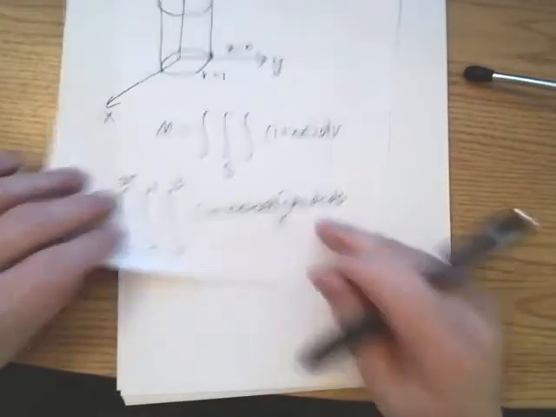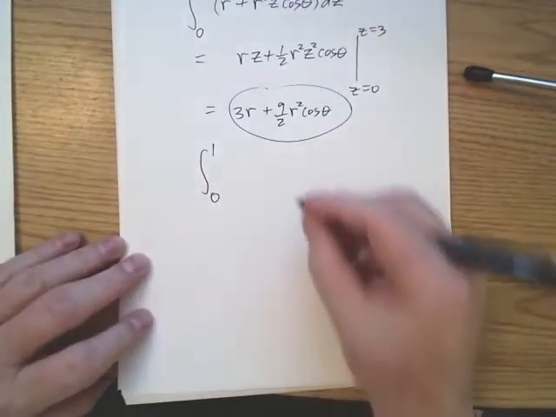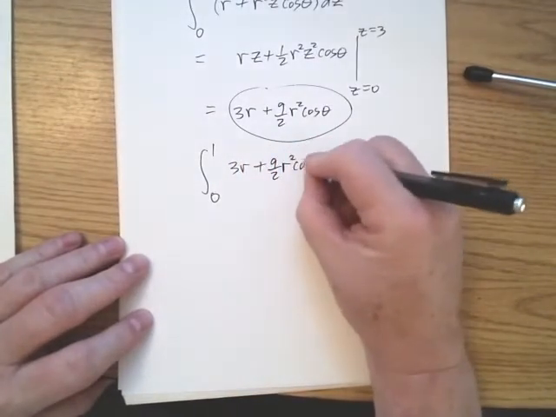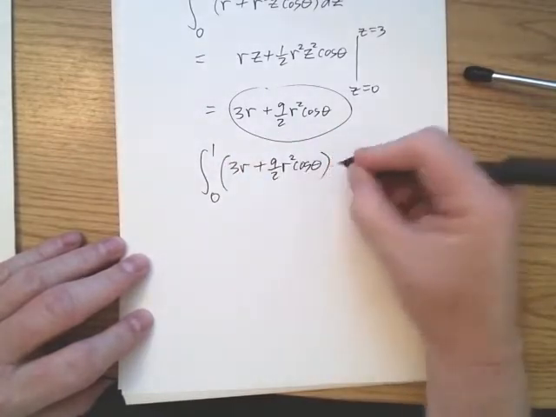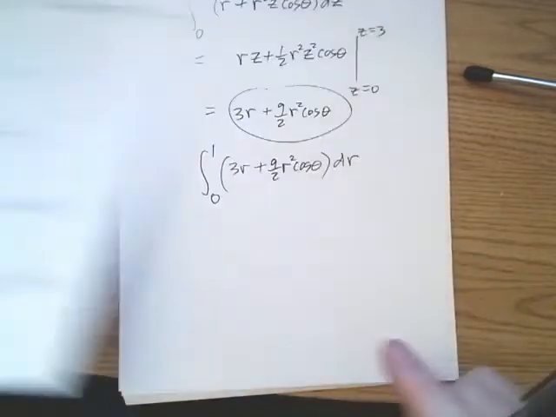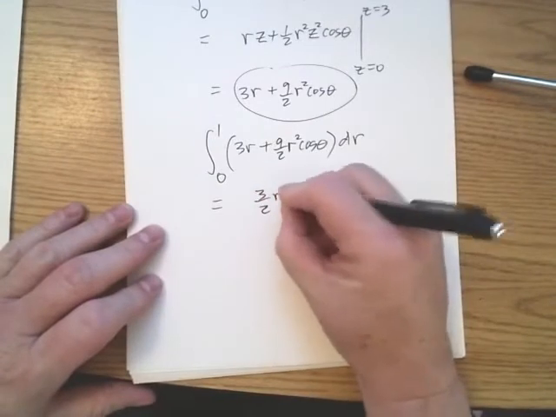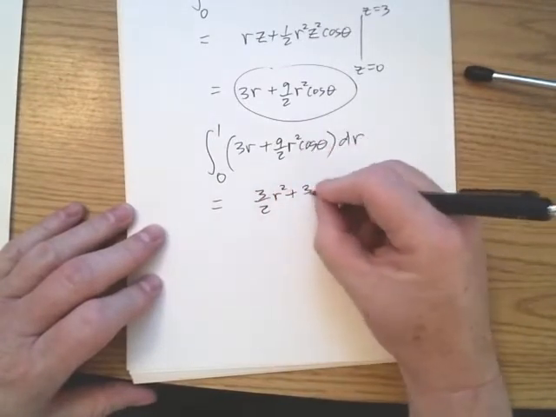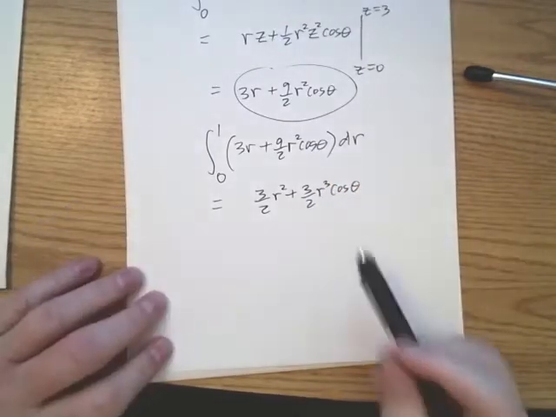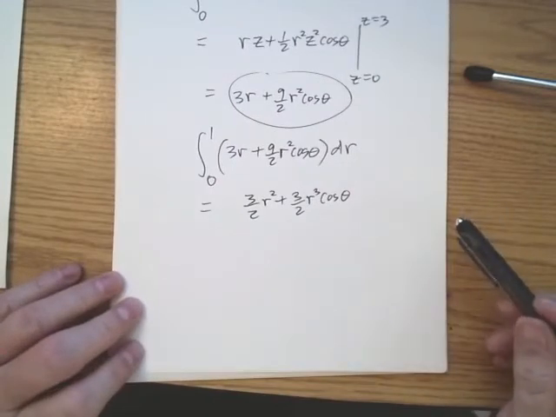And then we're going to integrate that with respect to r. And r is going from 0 to 1. So we're going to go 3r plus 9 halves r squared cosine theta, dr. Remember, I already had that r in there as a factor in the previous one. So we're doing well. 3 halves r squared plus 3 halves r cubed cosine theta, because theta is acting like a constant. We're keeping that fixed and integrating with respect to r.